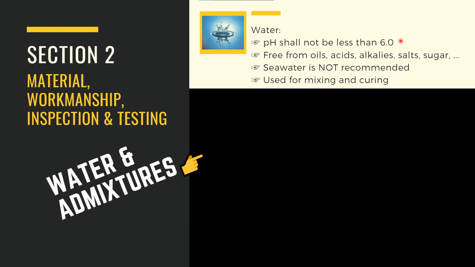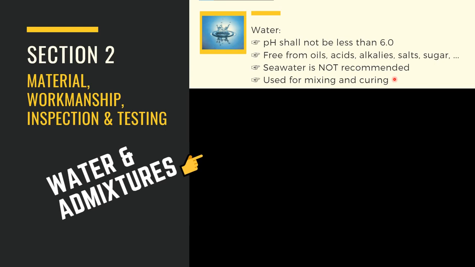So pH shall not be less than 6 as specified by IS code, and the water we are using should be free from oils, acid, alkalis, salts, sugar, etc., or any other impurities. Seawater is not at all recommended because seawater contains chloride, so chloride will induce corrosion. Water is obviously used for mixing and curing.